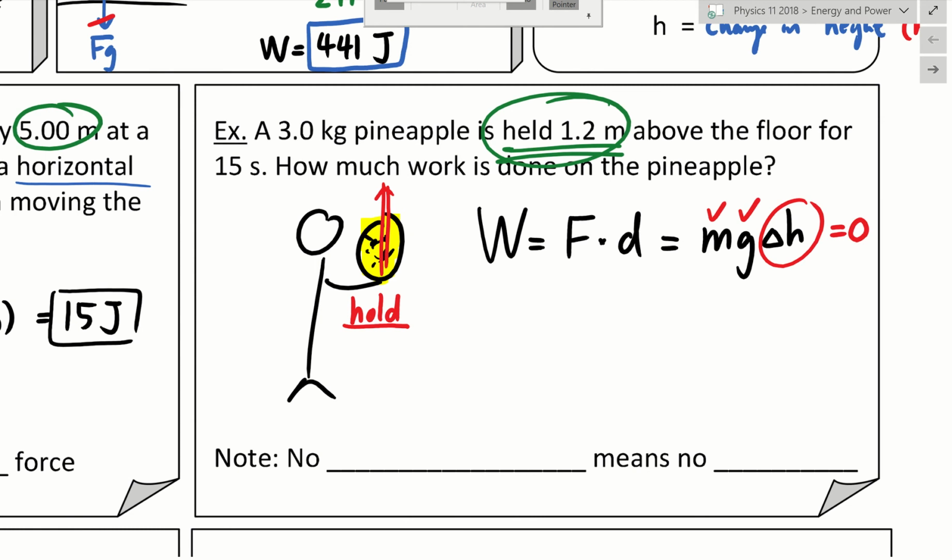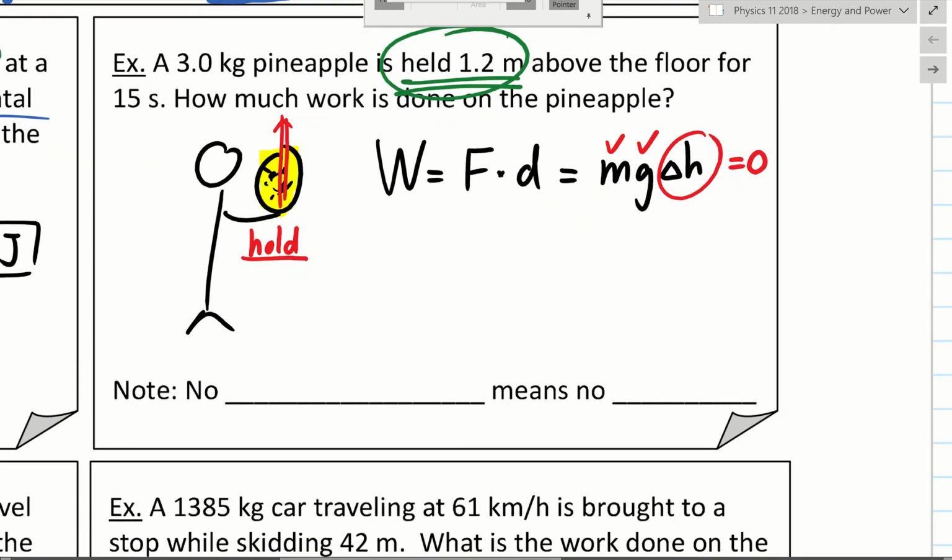You didn't do work. So you have to think about it like this. Holding something, because you don't know who actually picked it up. During the time that someone's just holding an object, there's no work done. Okay? So no distance means no work. The pineapple is not moving. Someone moved it, I agree, but not you. Someone did move it.